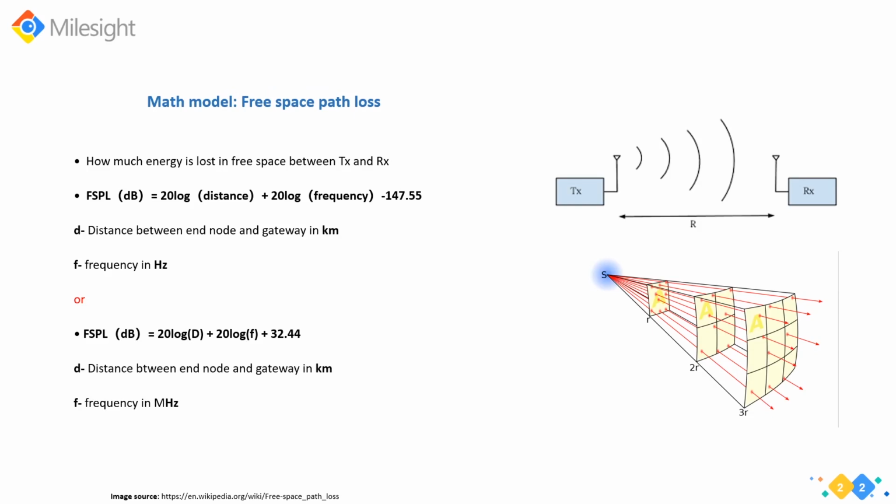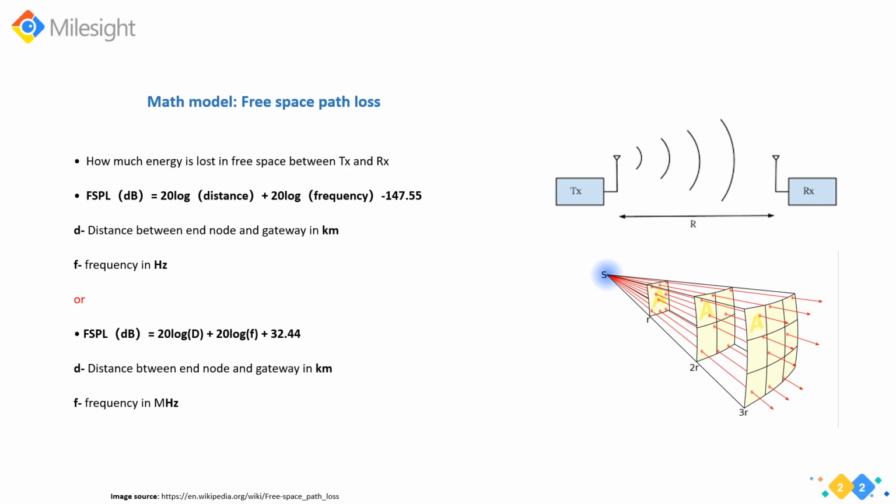So the range, that's one of the key benefits of LoRa. Free space path loss tells you how much energy is lost in free space between transmitter and receiver. So understanding free space path loss will help us understand how far a LoRa signal can go. This FSPL is not specific to LoRa waves. It can be applied to any other waves, such as Wi-Fi, for example, using other frequencies.